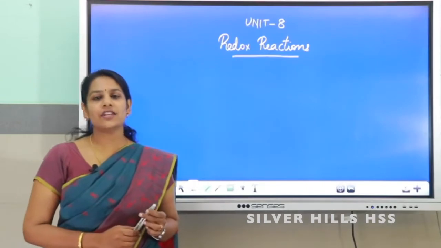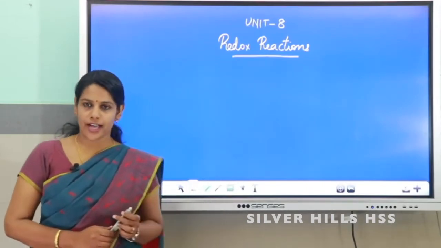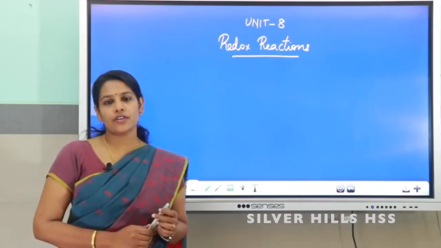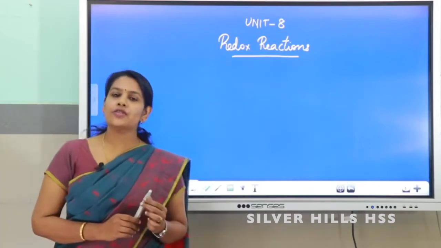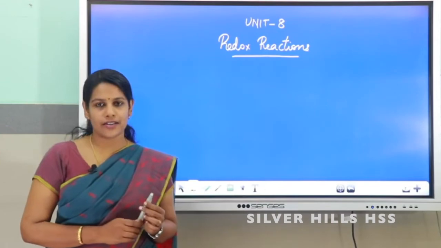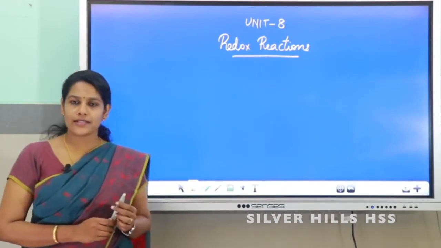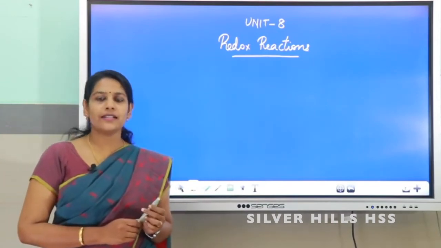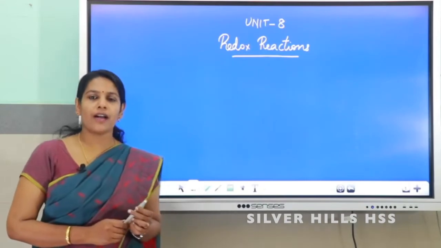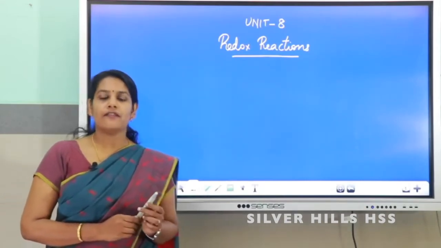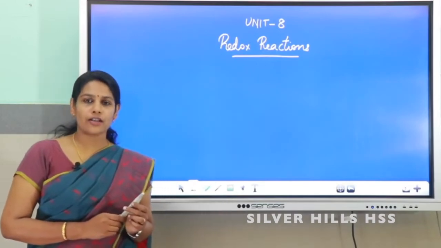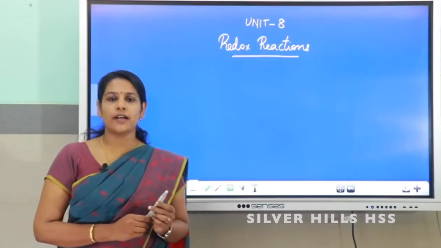In the last session we discussed types of redox reaction. So today we will focus on how to balance a redox reaction. There are mainly two methods to balance redox reaction. One is the oxidation number method and the other one is the half reaction method or ion electron method. So today in this session we will discuss how to balance a redox reaction using the oxidation number method.